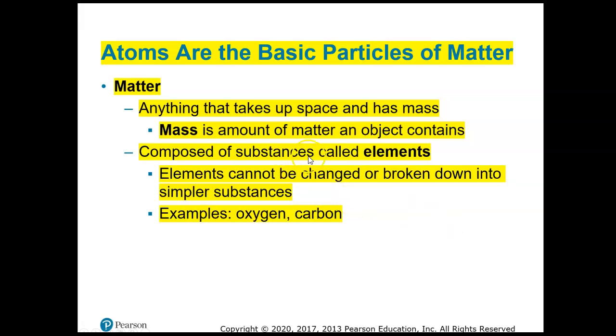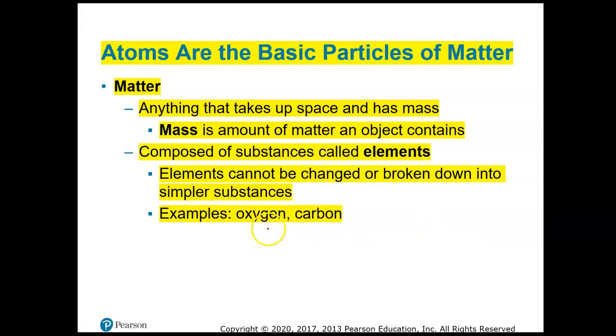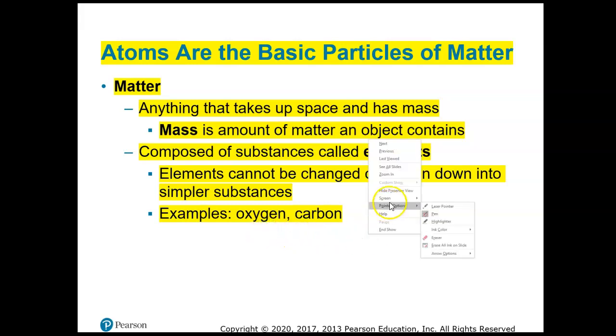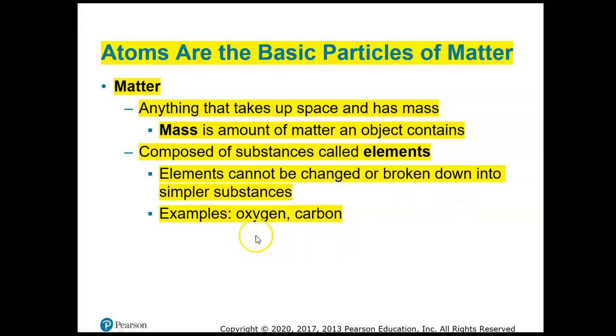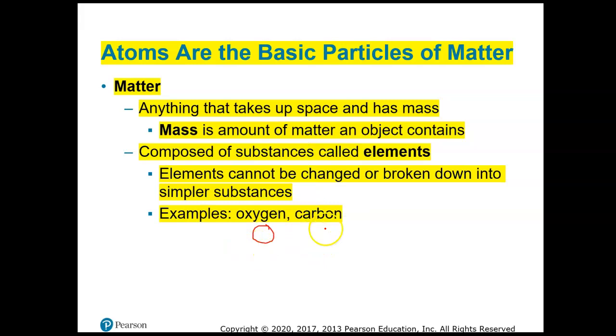Matter is composed of substances called elements, and these are the purest substances that there are. They're all listed on the periodic table of the elements. Examples would be oxygen and carbon, and they all have symbols. Sometimes it is the first letter of the element's name, sometimes not. But the symbol for oxygen is O. And the symbol for carbon is C.